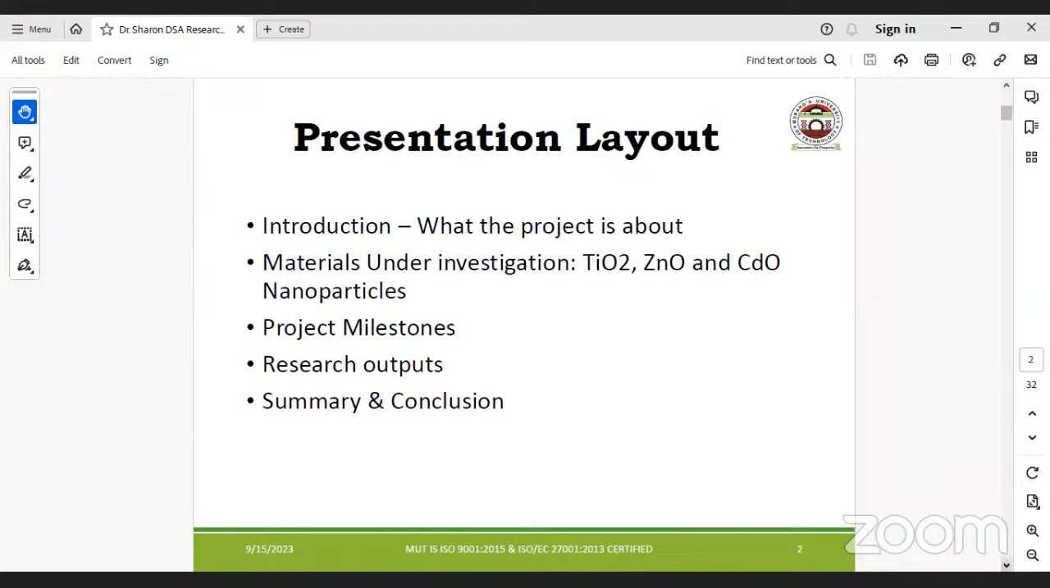In my presentation, I will do a little bit of introduction, talk about the materials under investigation and project milestones, research outputs, and then the summary and conclusion.